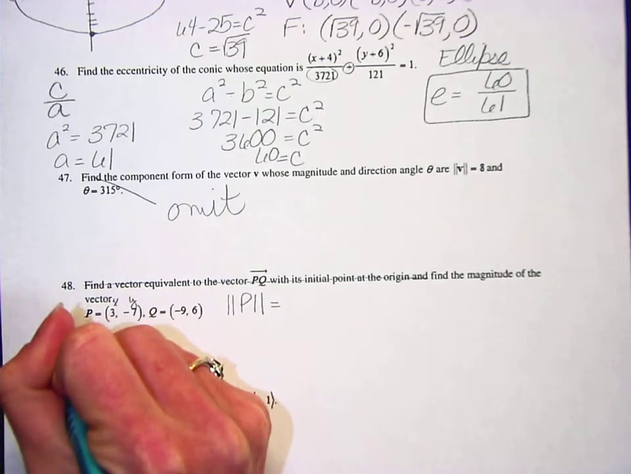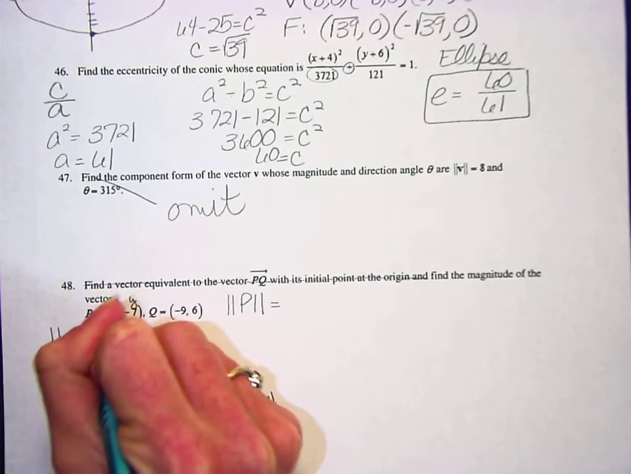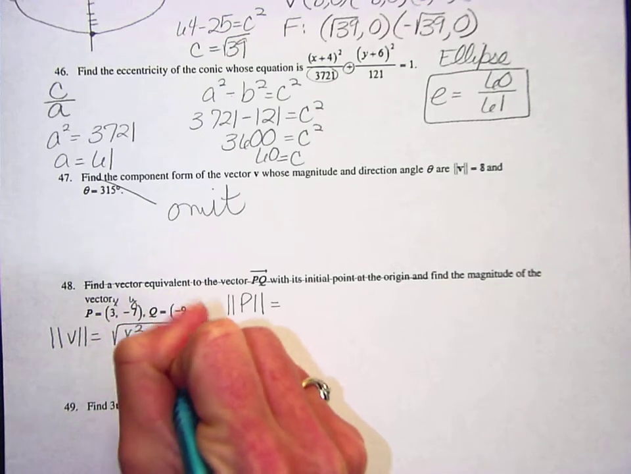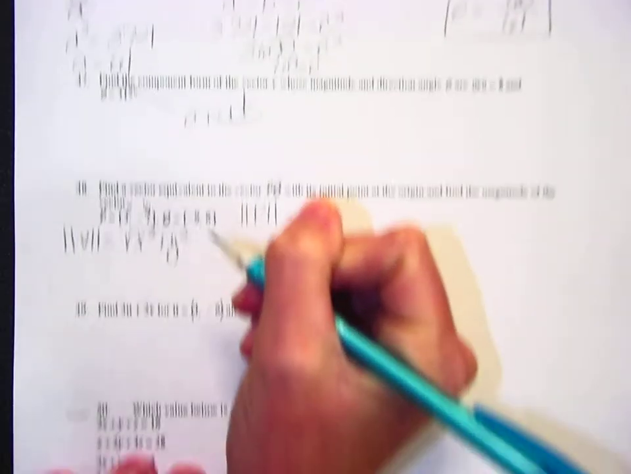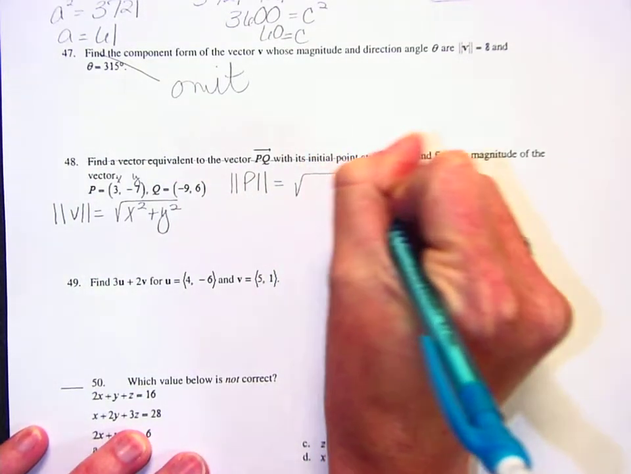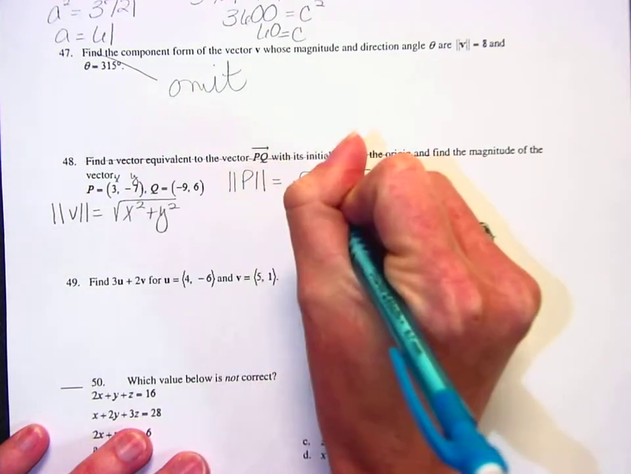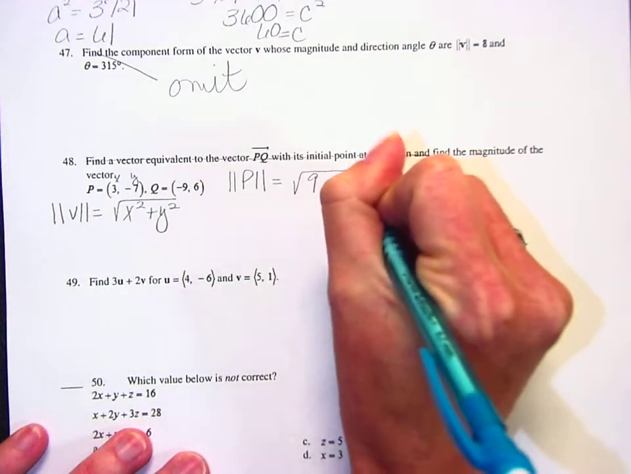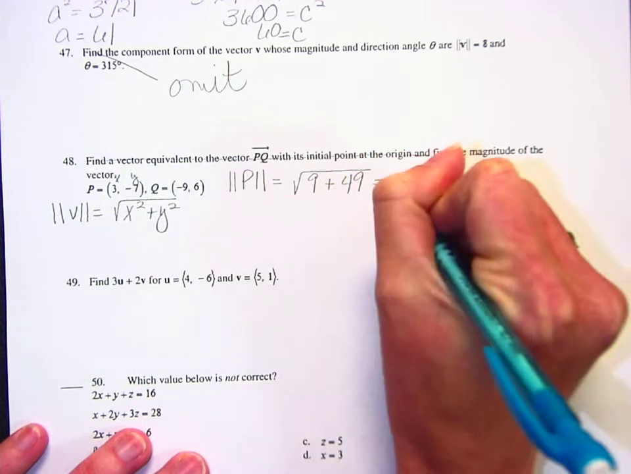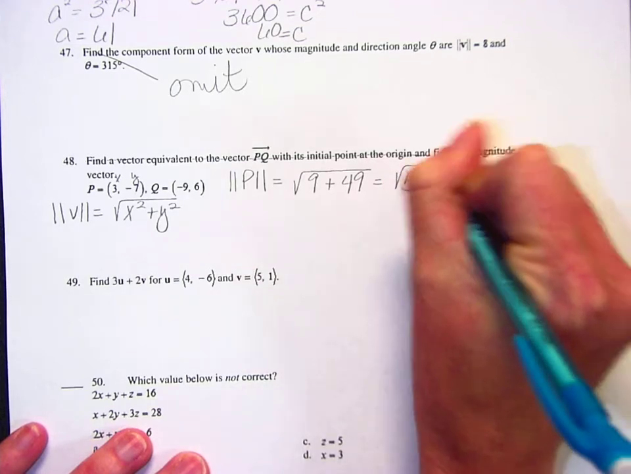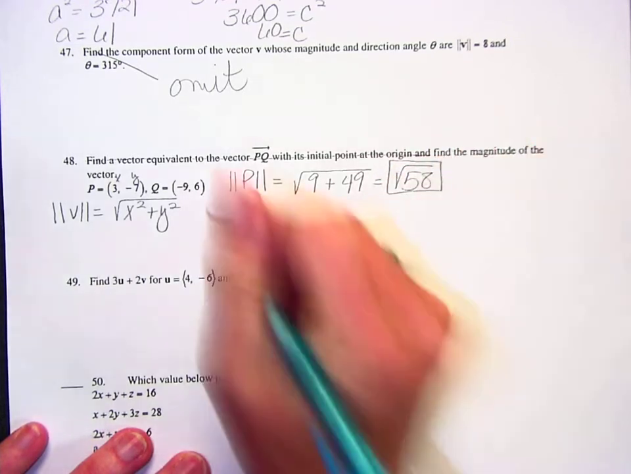So to find a magnitude, let's say I'm finding the magnitude of V, I'm going to do the square root of X squared plus Y squared. And that's a formula that you will need to know on the exam. So with P, that's going to be the square root of X squared, so 9, plus Y squared, so negative 7 squared gives me 49. So the magnitude of vector P is going to be the square root of 58. You can leave that as a square root. We don't need to change that into a decimal.